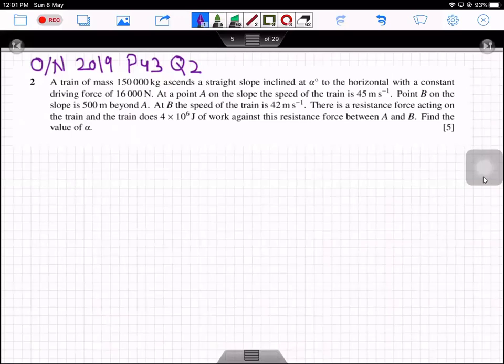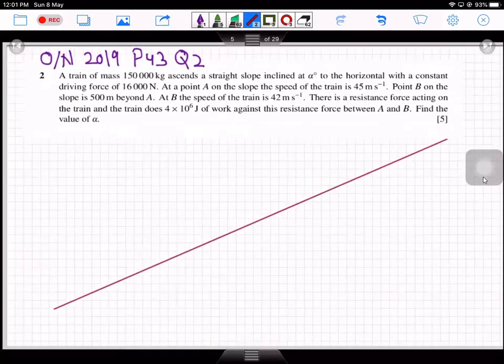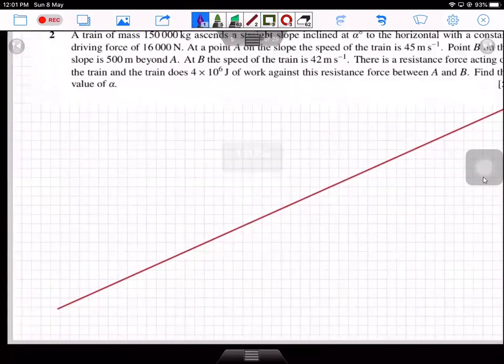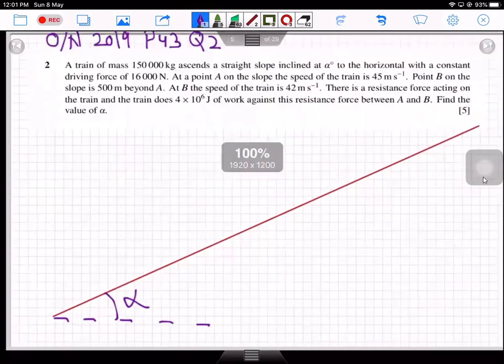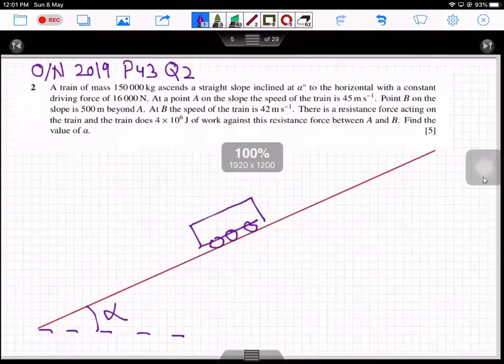The question says that a train of mass 150,000 kg ascends a straight slope inclined at alpha to the horizontal with a constant driving force of 16,000 Newton. Full stop. We have an inclined plane, a plane which is inclined at an angle alpha to the horizontal. And we have a train over here whose mass is 150,000 kg.